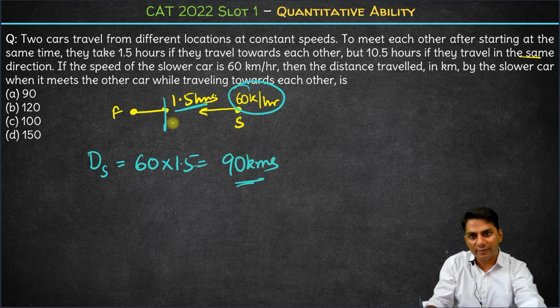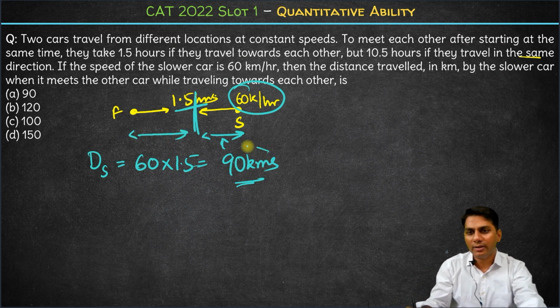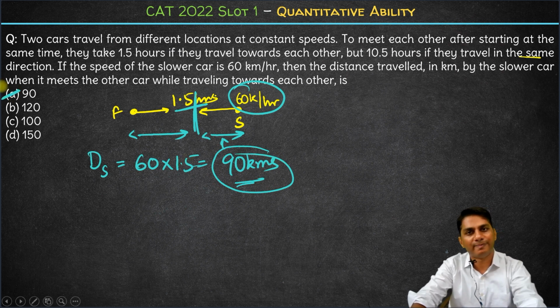So let's say they meet somewhere here. This is the distance traveled by the slower car, which is 90. The faster car will also travel some distance, but that's irrelevant to the question. The distance traveled by the slower car is option A, 90 kilometers. That's it.